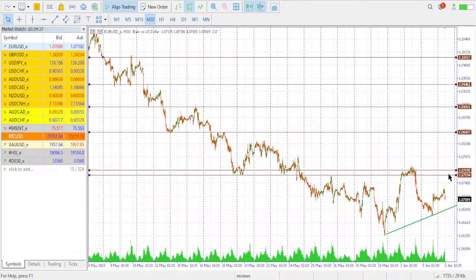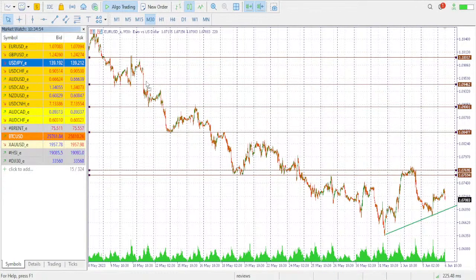So these are the levels where should the price close above these two lines, that would mean we are now continuing upwards towards the next level, which is this one. If this is broken, the next level is this one. When this is broken, the next one is this one. If this is broken, the last one is this one.